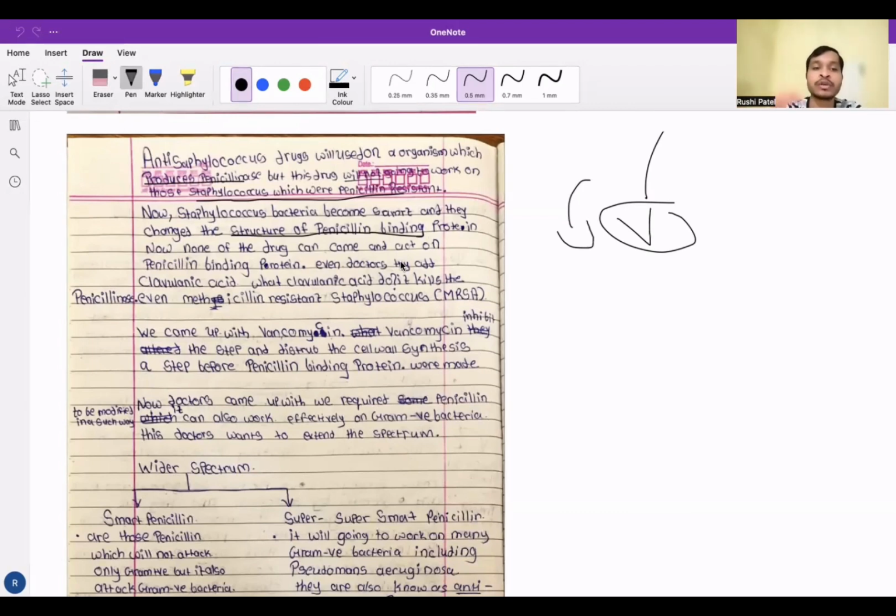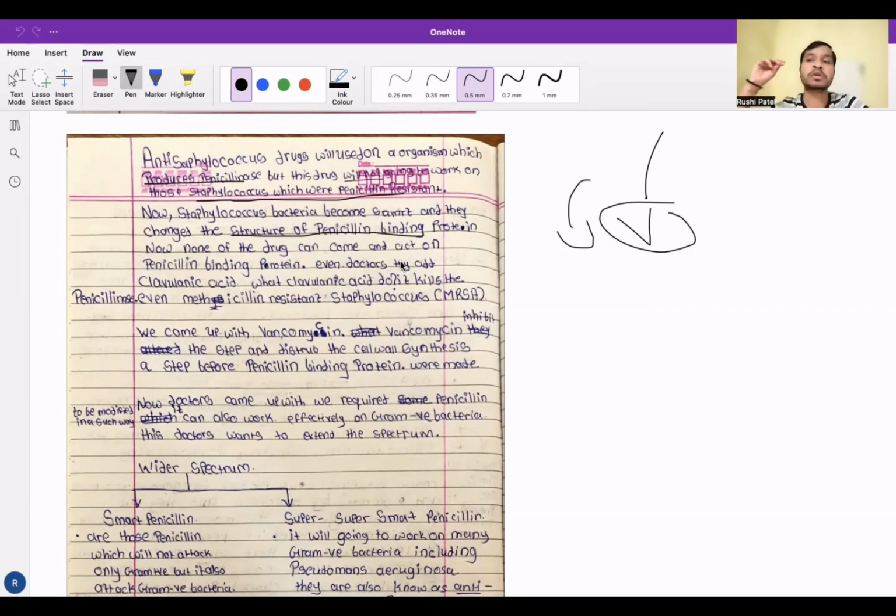Doctors try to add clavulanic acid. We will discuss what clavulanic acid basically is. What it does is kill the penicillinase or beta-lactamase. Okay, we came up with vancomycin.